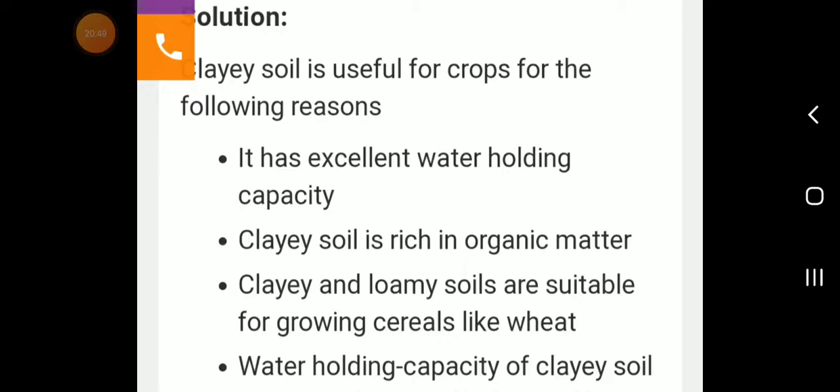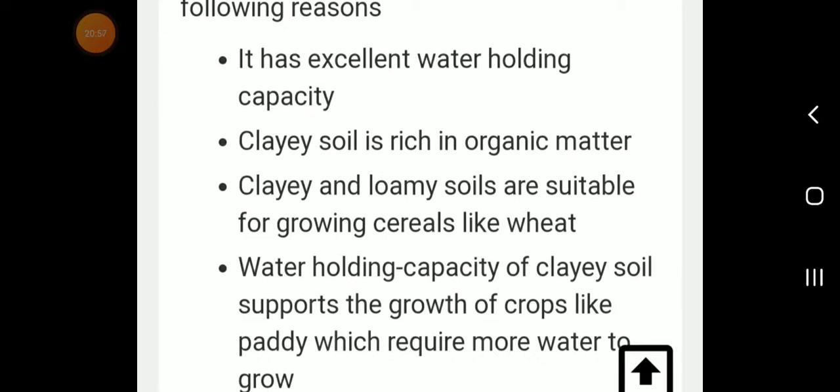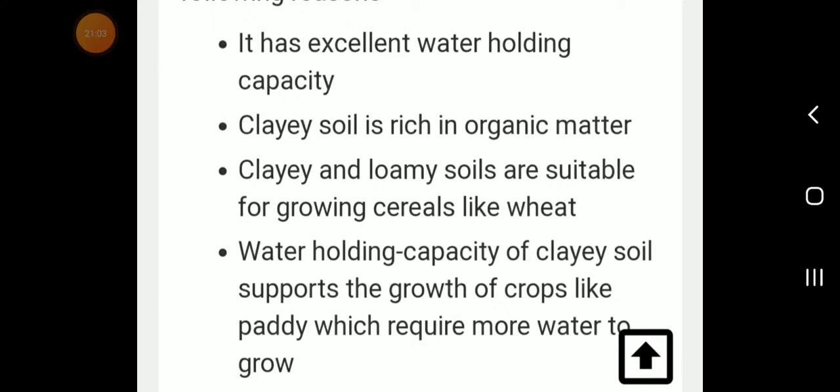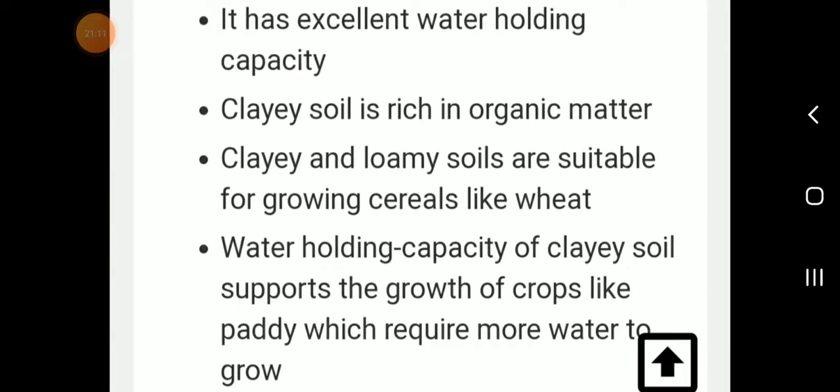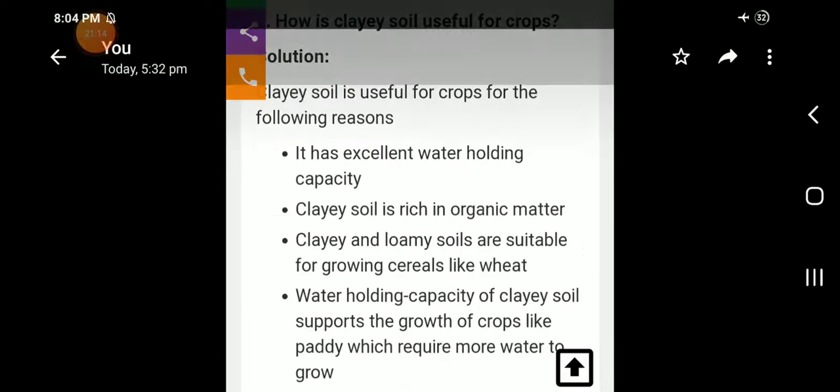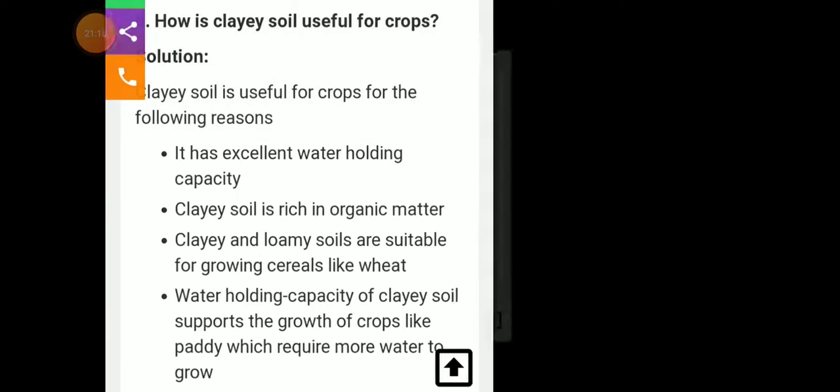Clay soil has excellent water holding capacity. Clay soil is rich in organic matter. Clay and loamy soils are suitable for growing cereals like wheat. The water holding capacity of clay soil supports the growth of crops like paddy, which require more water to grow. These are the uses of clay soil in crops.